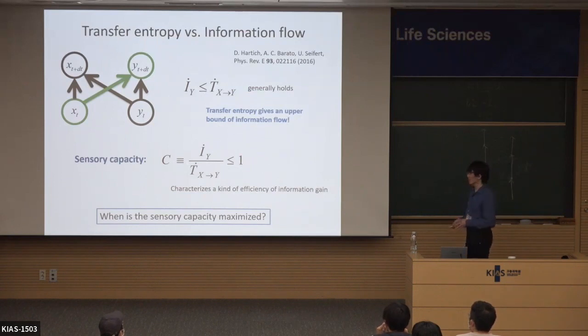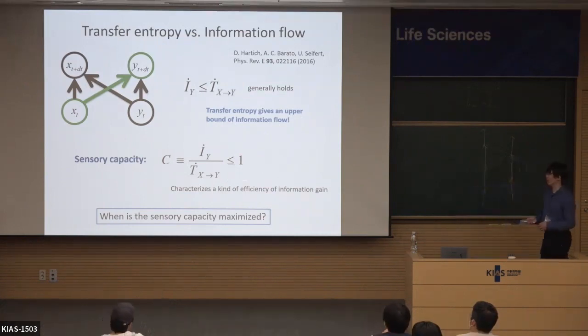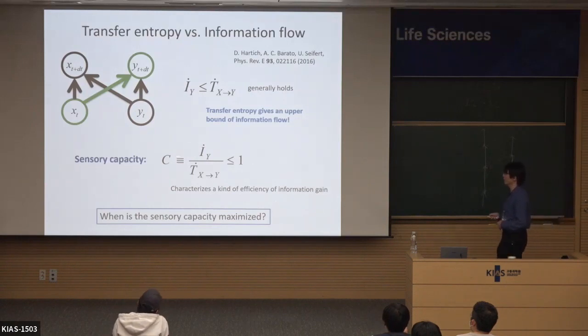So we can adopt the ratio of the transfer entropy and the information flow as a measure of the perfectness of measurement. It was named the sensory capacity by Udo Seifert's group. But anyway, we can use this as a kind of effectiveness of the measurement.